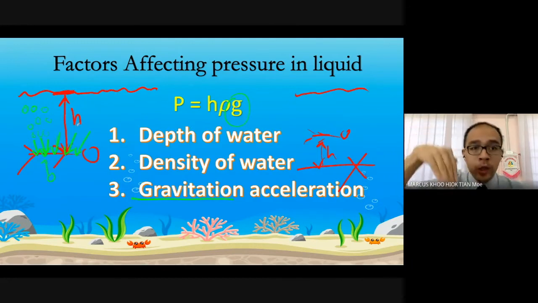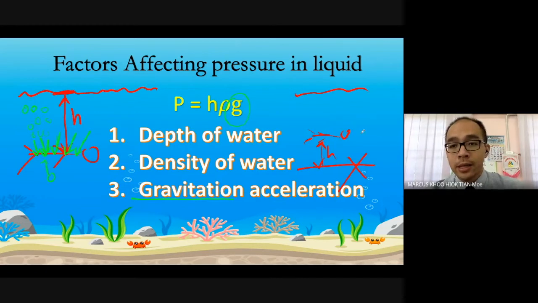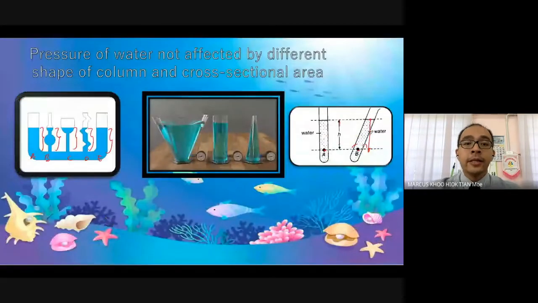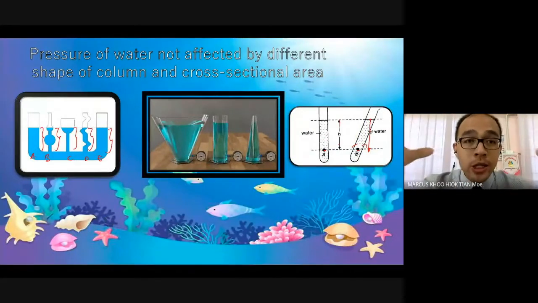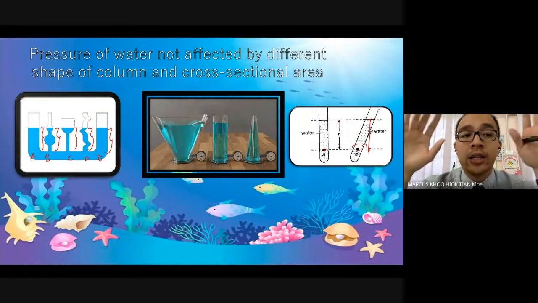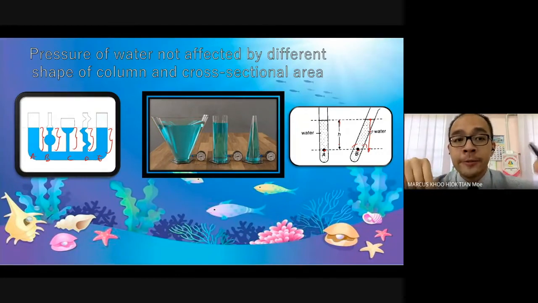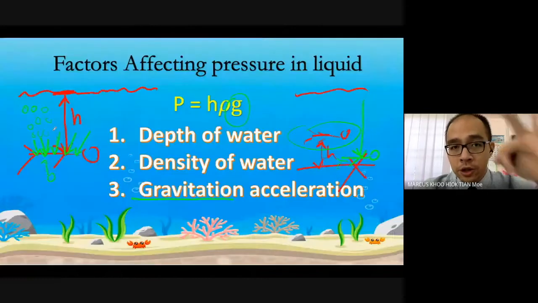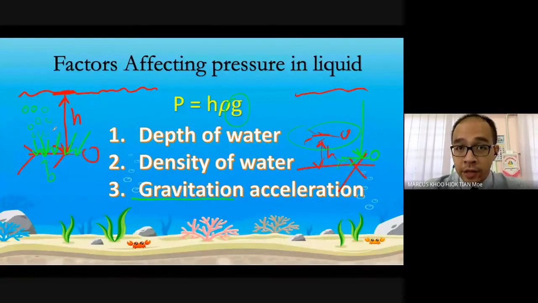So the deeper you go into the water, let's say for example this is situation number 1 and situation number 2, the bigger the pressure you feel. And of course the bigger the pain. So that's the 3 factors that affect it. Now the one thing that we need to remember is that the pressure in the liquid is not affected by the shape or the cross-sectional area. Take a look at these 5 different shapes. As I said just now, pressure is only affected by 3 things: the depth, the density, and the gravitational acceleration. Everything else doesn't affect the pressure.